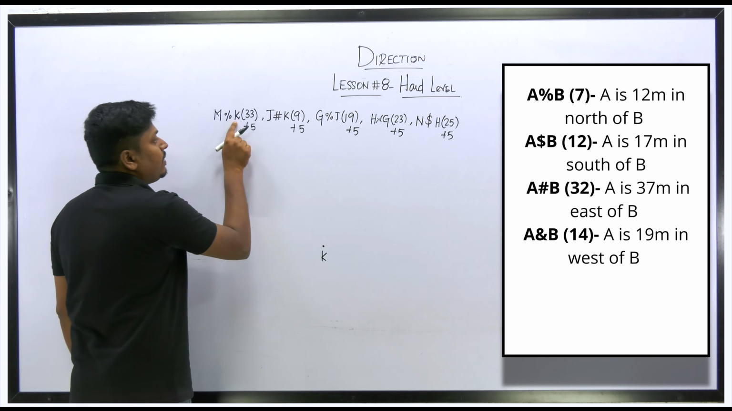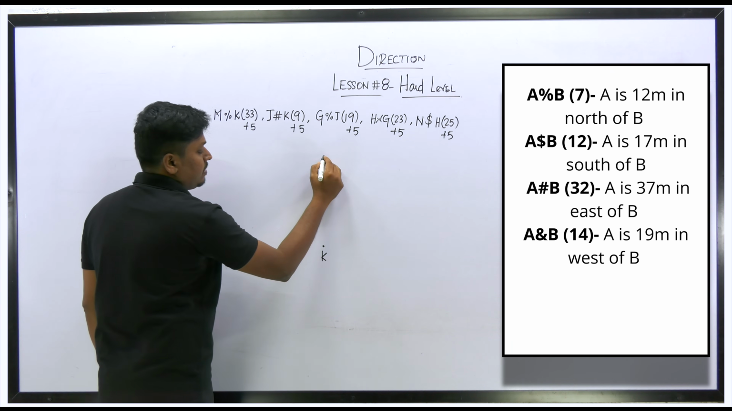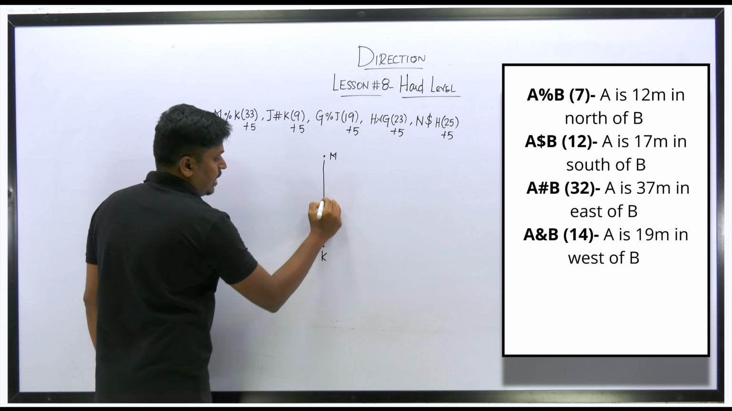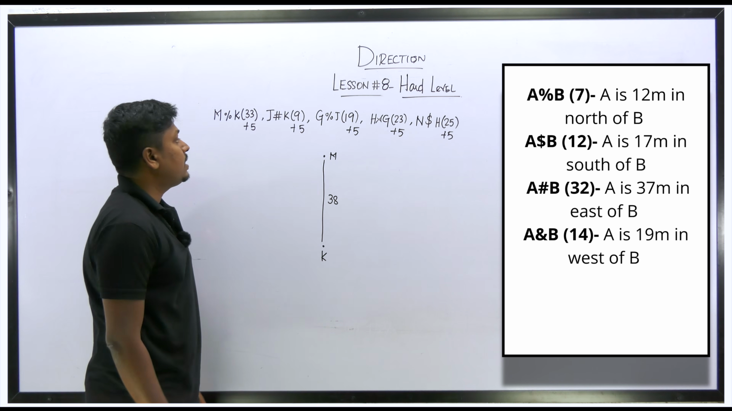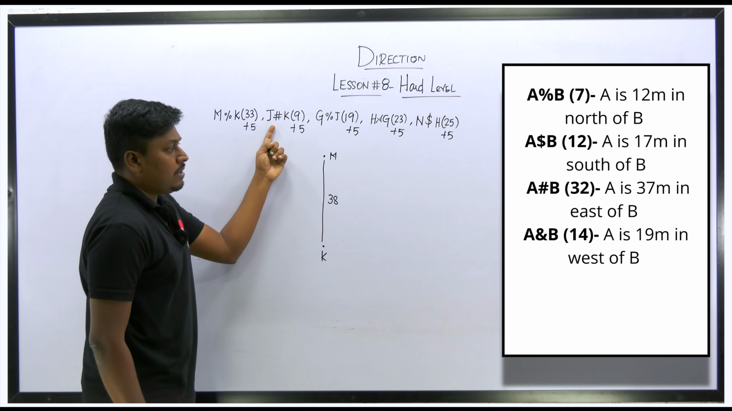So K north will be M at a distance of 38. So we can fix M here. K north is M at the distance of 38 meter. Well understood. So the next point is J asterisk K.